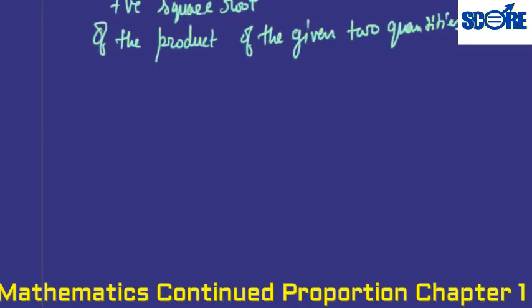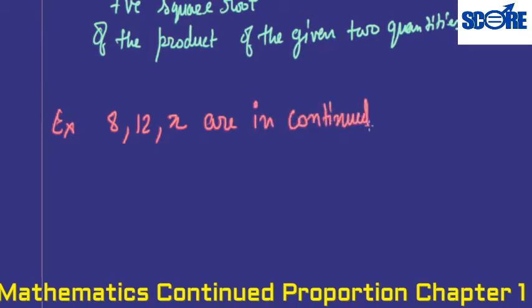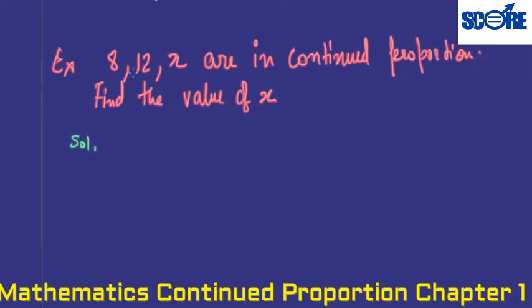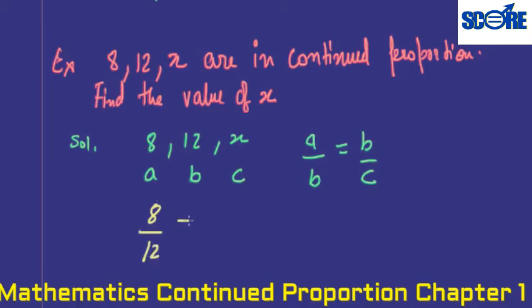Now let us see some examples based on it. 8, 12, X are in continued proportion, then we have to find the value of X. Now how to solve this? Since 8, 12 and X are in continued proportion, we can compare it with A, B and C. When A, B, C are in continued proportion, we write A upon B is equal to B upon C. So here we can write 8 upon 12 is equal to 12 upon X.